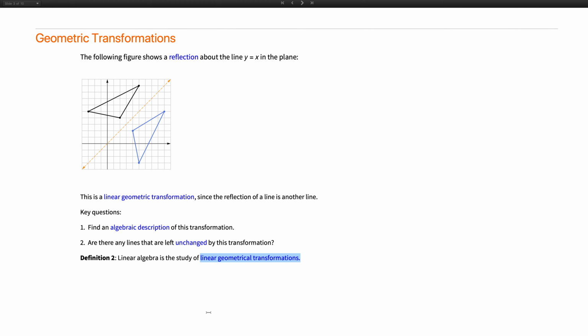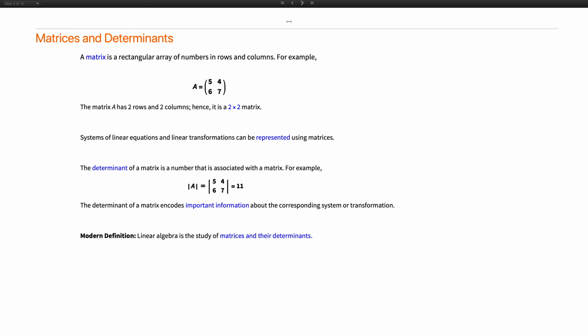But of course, there is a third viewpoint which is quite popular these days, and that's the notion of matrices and determinants. So a matrix is just a rectangular array of numbers in rows and columns. So here's a matrix. It's got two rows. First row is 5, 4, second row is 6, 7, and two columns. So that's a 2 by 2 matrix. And systems of linear equations and transformations can actually be represented using matrices.